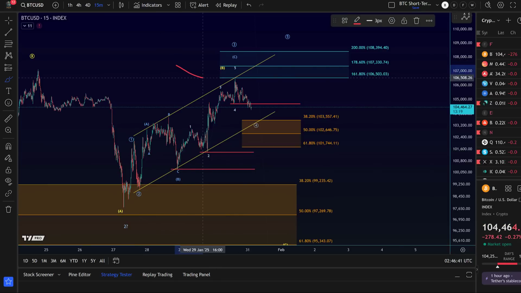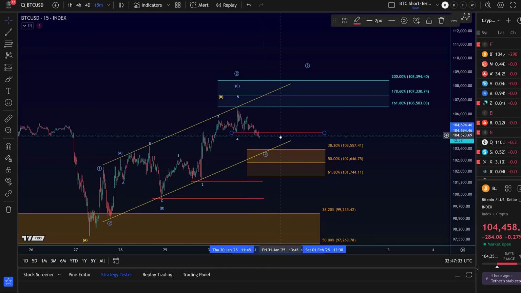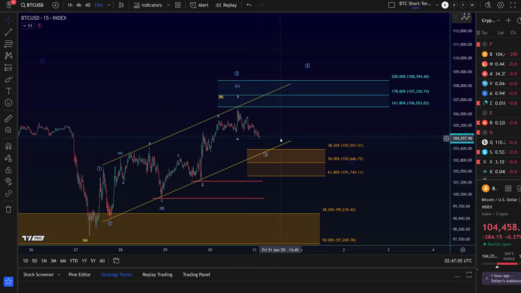In the last video, I shared with you that the market had reached all 5 waves in wave C of 3. So we were already getting ready for the start of wave 4, circle 4. But I told you we need a break below the red line for a first indication that this wave 4 is actually starting. And it seems like we have that pullback right now in circle 4. So support is between 101,744 and 103,557 for this corrective pullback.